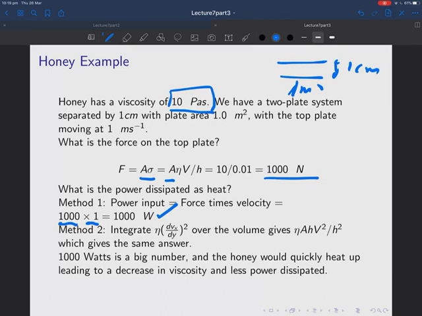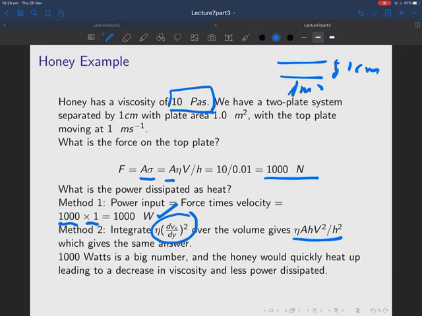Or alternatively, I can integrate this over the entire volume, and that gives the same answer, of course, because that's how we derive things. Now, 1,000 watts is a pretty big number, and that's roughly equivalent to an ordinary radiator going at half capacity.